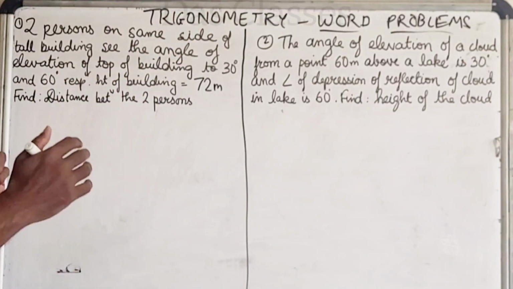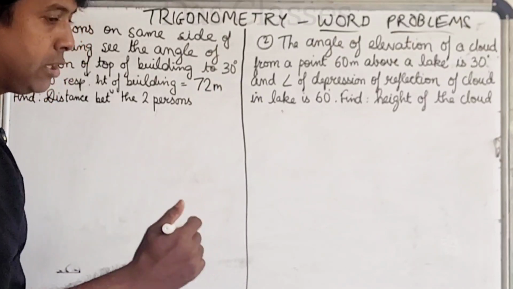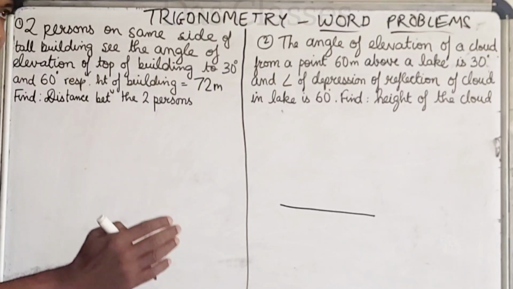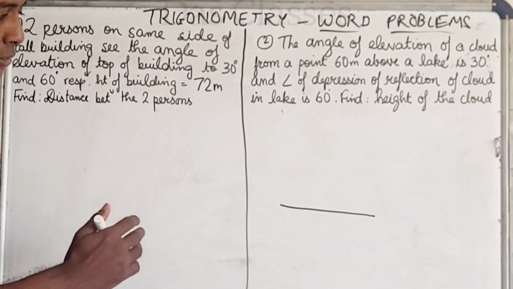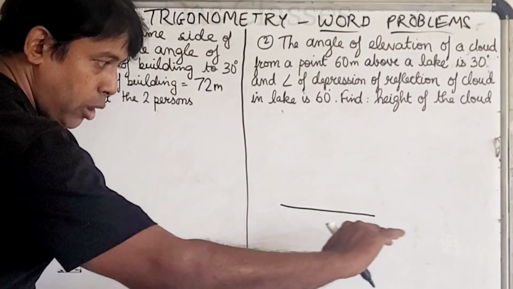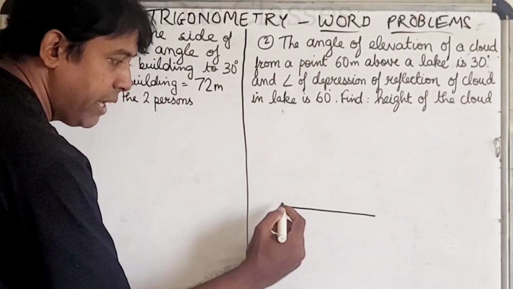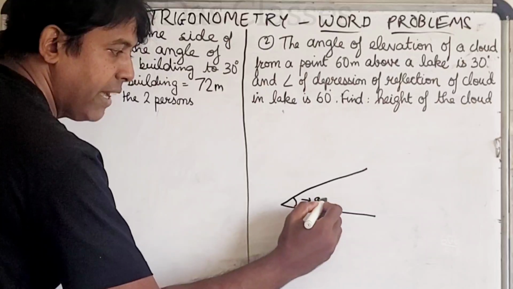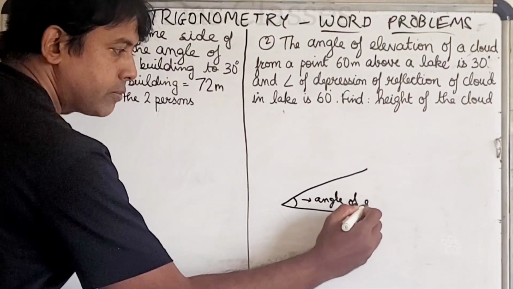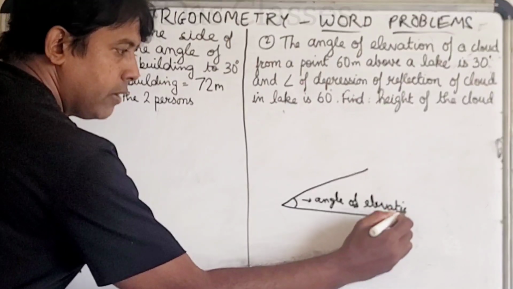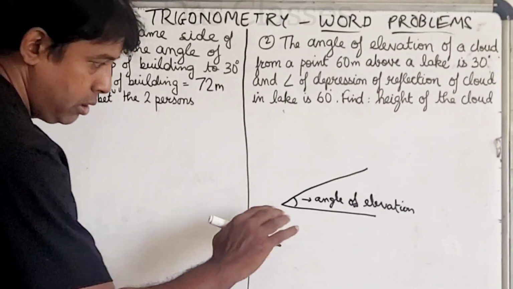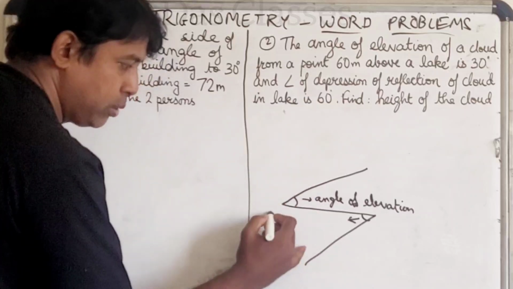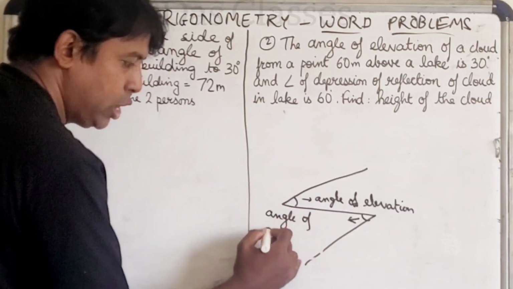In either case, whether it's an elevation or depression, you need the horizontal first, a horizontal line. Whenever they say an angle of elevation or angle of depression, first of all, you need to draw a horizontal line. If it's an angle of elevation, you will draw it up. This is called the angle of elevation. And when I say angle of depression, first you draw the horizontal and you draw the angle down, and so it's called the angle of depression.